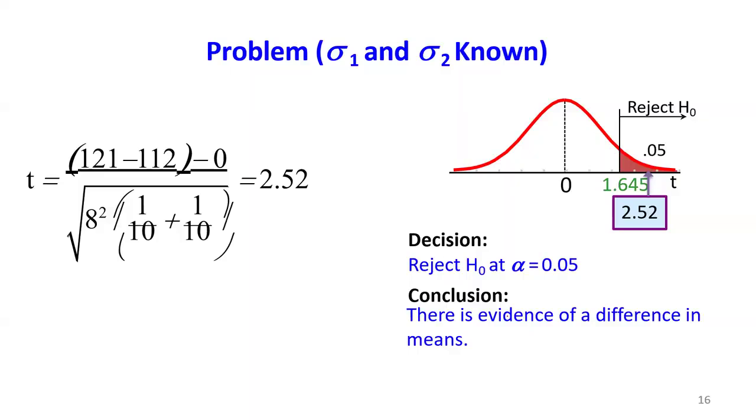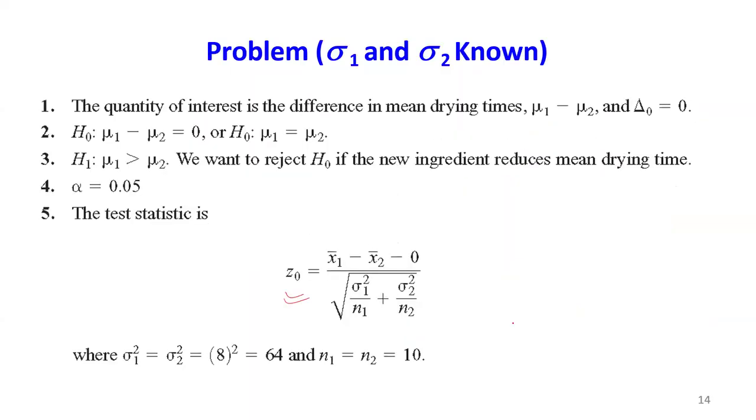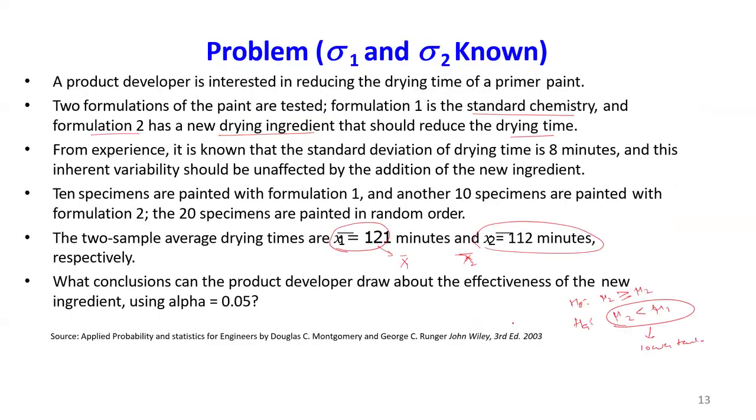Sorry, we have to correct it, the sequence is wrong. I have put mu2 first. So this would be mu1 less than or equal to mu2. Again, whatever is sample one has to come first, guys. My mistake. So this has to be like this.